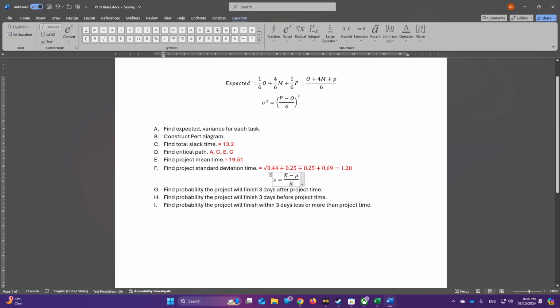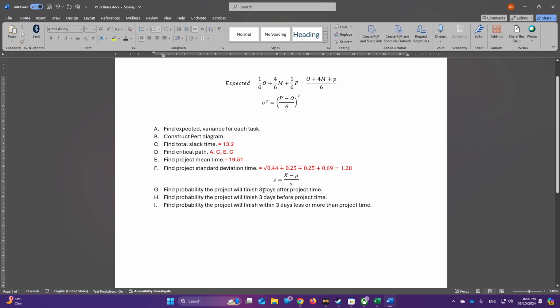To find z, you need to get x minus mu over sigma. So let's get the following. What is x here? If you notice here, it is 3 days after the project time. Now x will be the project mean time plus 3 days. So 19.51 plus 3 will give us 22.51. And mu is just this mean time. And sigma is the value that we found, which is 1.28.